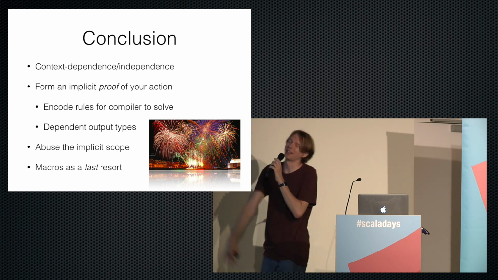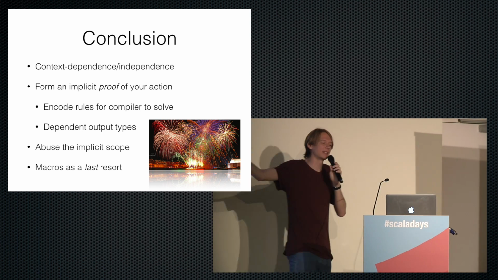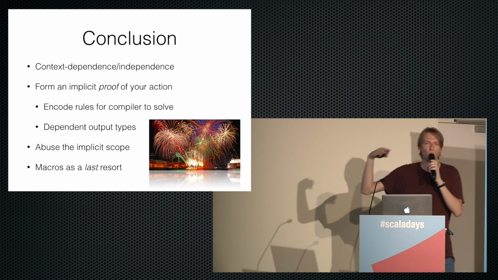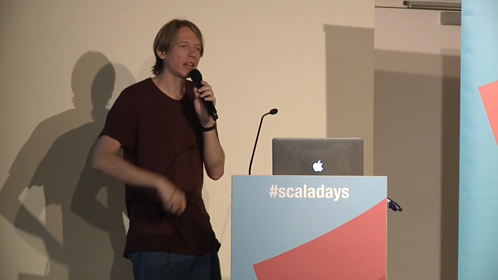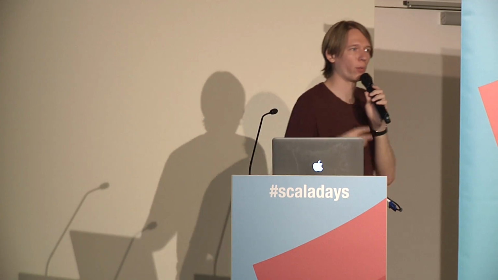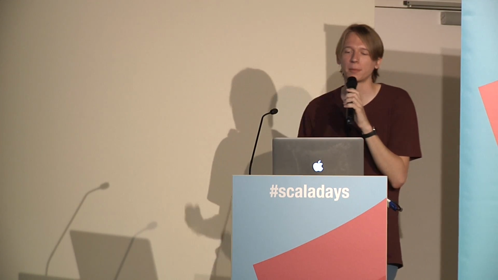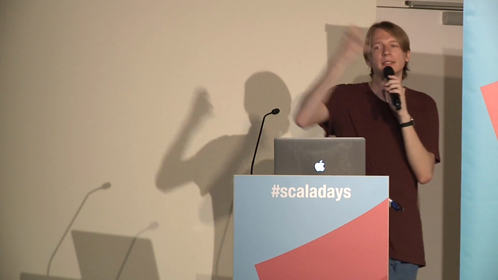So to wrap all of this up, we talked about context-dependent and context-independent functions and what you can do with them and why you would want to do one versus the other. We talked about forming implicit proofs, right? When you write a type-level function, you form an implicit proof of your action, encode rules as implicit values that the compiler will solve, and then use dependent output types to move the computed result from the implicit scope to the output type of your function.